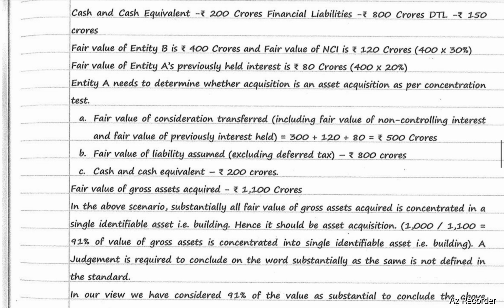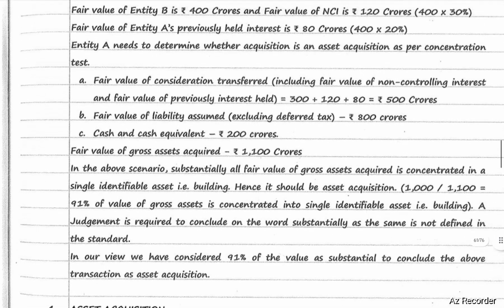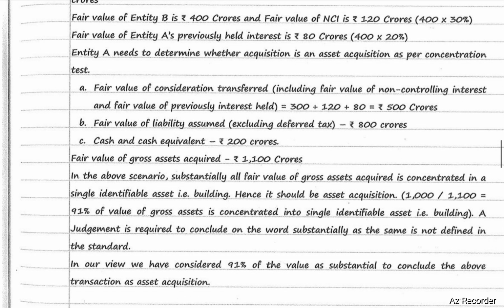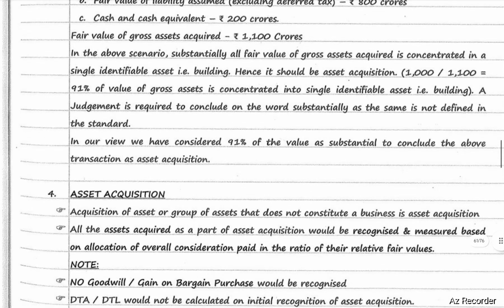A judgment is required to conclude on the word substantially, as substantially is not defined in the standard. In our view, we have considered 91% of the value as substantial to conclude the above transaction as asset acquisition. Next, asset acquisition. Acquisition of assets or group of assets that does not constitute a business is an asset acquisition. All the assets acquired as a part of asset acquisition would be recognized and measured based on allocation of overall consideration paid in the ratio of their relative fair values.